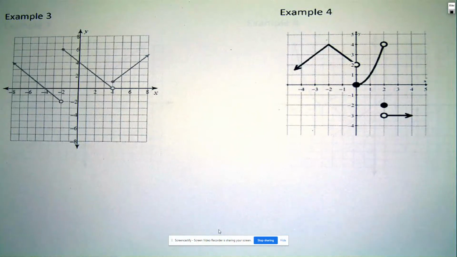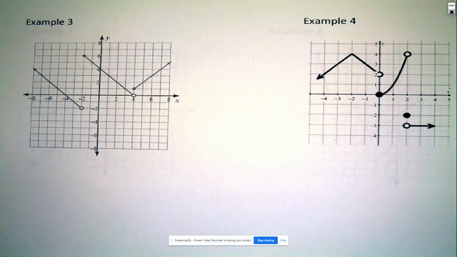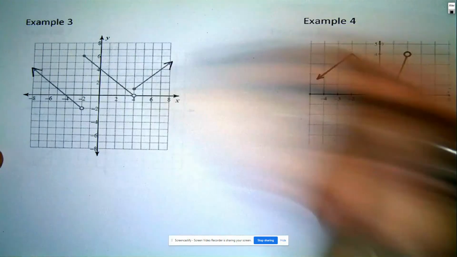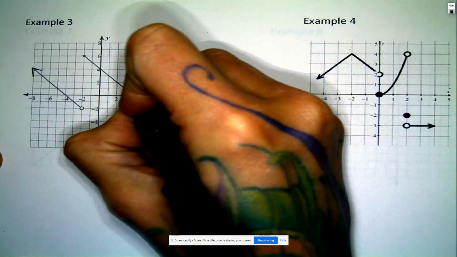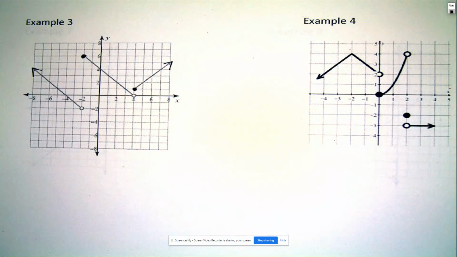So on to example number 3. So again, we're writing the equations of piecewise functions. This one's a little light, but let's just call out a couple of things that are really important. We know we're going to have 3 functions. This is an arrow. This is an arrow. This is a solid circle and a solid circle. And then the other 2 are open circles. So we're going to write these 3 linear equations, right?